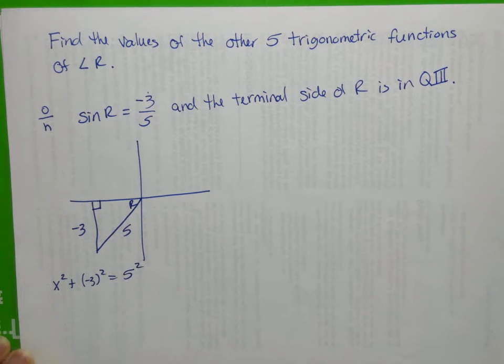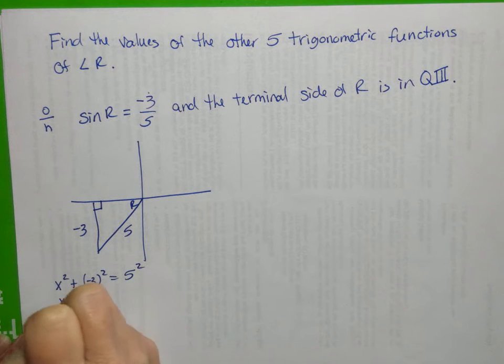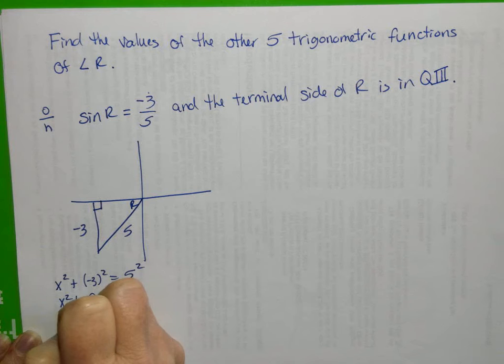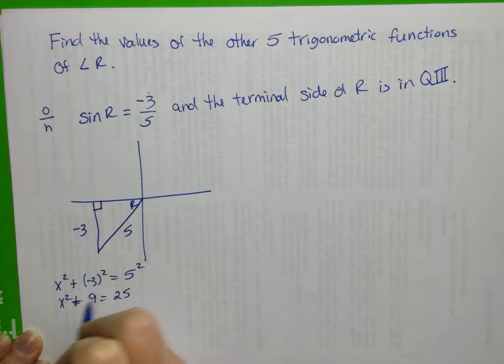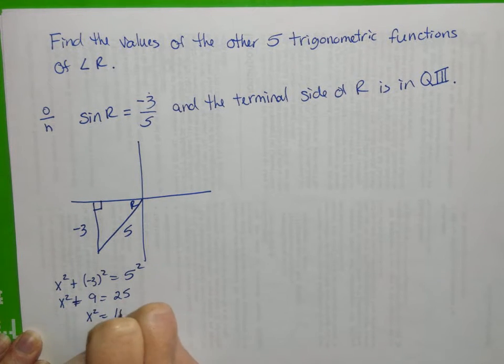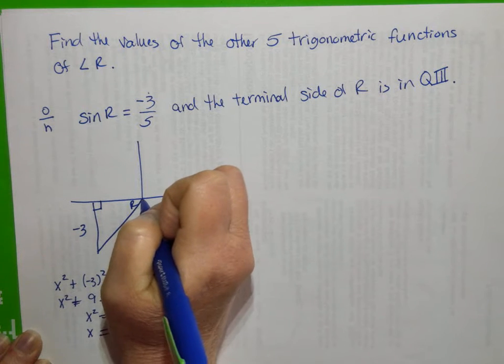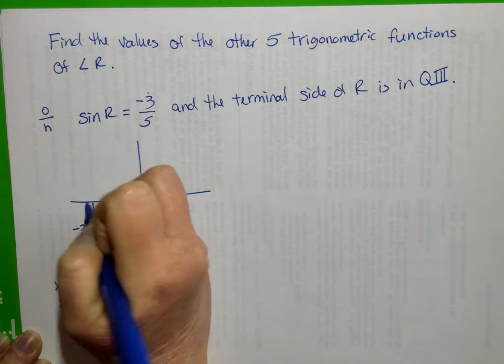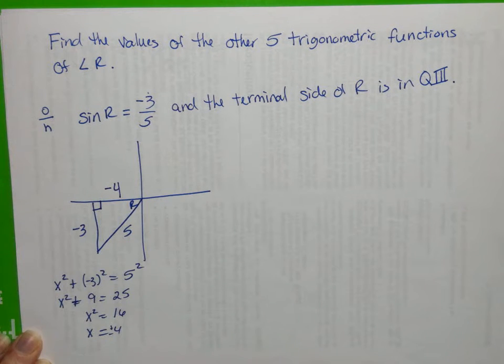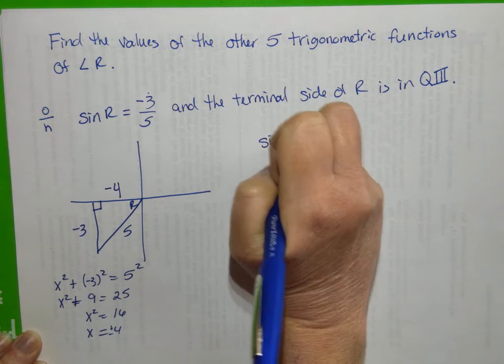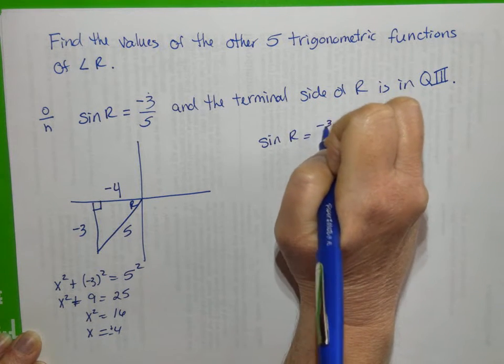So -3 squared, side squared plus side squared equals hypotenuse squared. So x squared plus 9 is 25. x squared is 16. So x must be 4, or plus or minus 4. So now which one is it? Well, which direction did I go? I went left, and when I go left, that makes it negative. So it's -4. I know that the sine of r is -3/5.